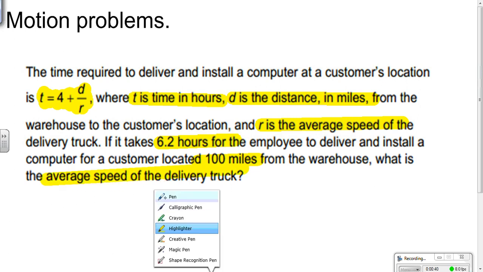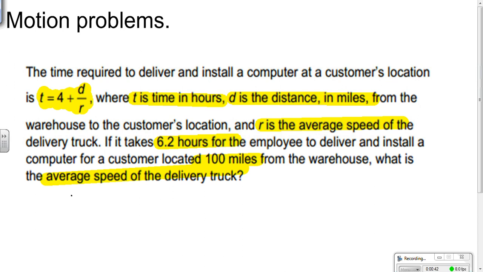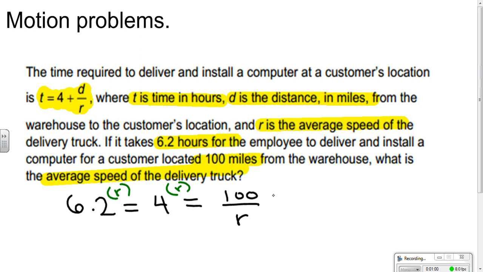All right, so let's start solving this. I know that the time is 6.2 hours. 4 is a constant. The distance is 100 miles. And then I have R as the rate. So if I multiply everything by the common denominator, that would be R. So times R, times R, times R. I'm going to have 6.2R = 4R + 100. And this should have been a plus sign.